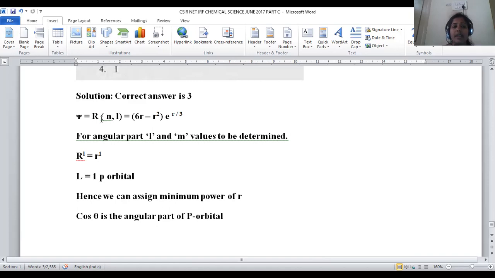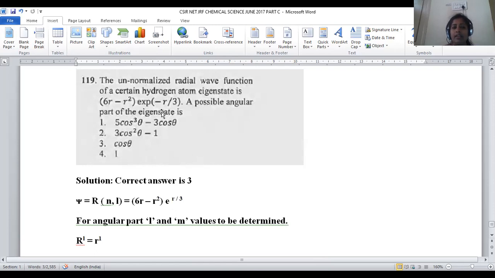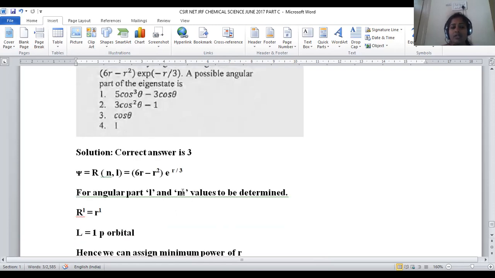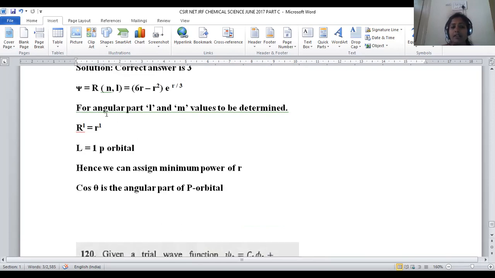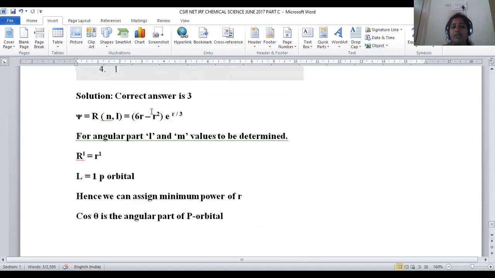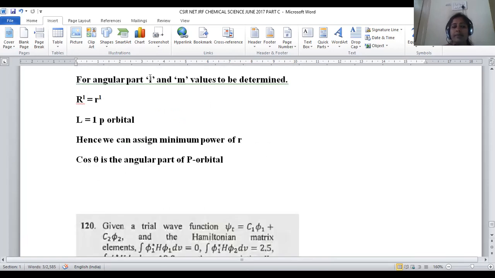So here psi is denoted with r. Here n and l, the principal quantum number and the azimuthal quantum number, are considered for the radial part, which is given as 6r minus r square and e to the power minus r by 3. So this will be given. For the angular part, if you are taking the angular part only, l and m values are to be determined. So for the radial part, n and l are required. For the angular part, l and m values are required, right?